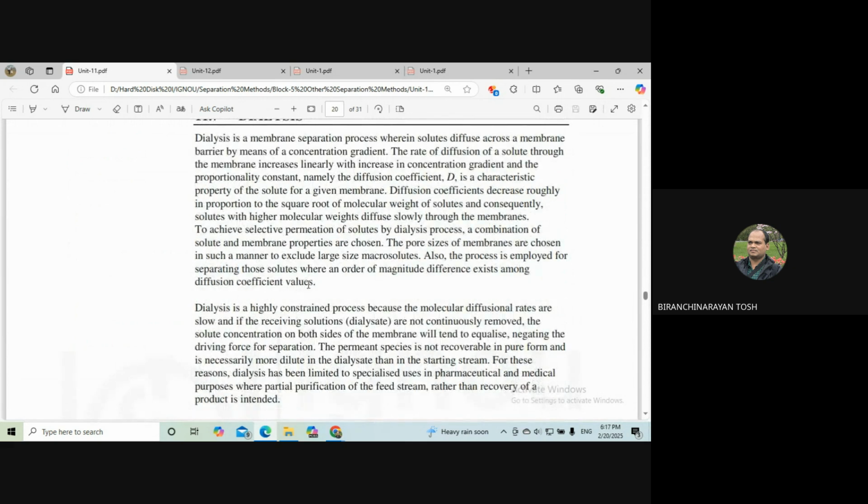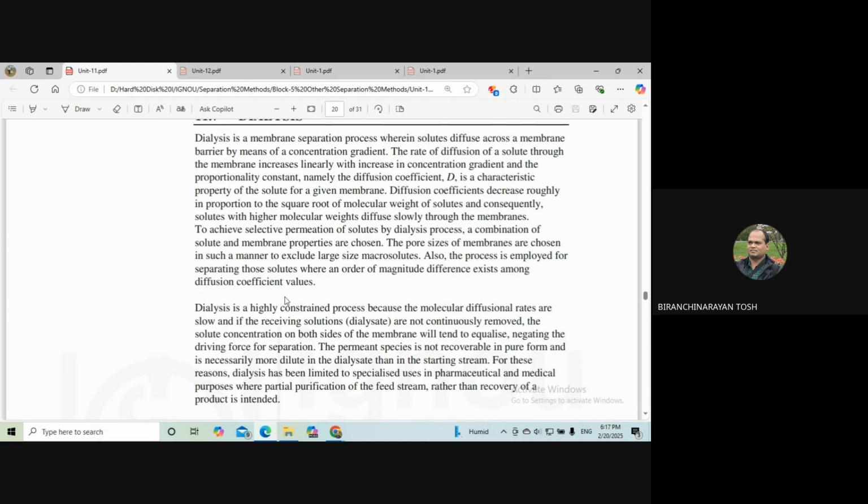Dialysis is a membrane separation process wherein solutes diffuse across a membrane barrier by means of a concentration gradient. The rate of diffusion of a solute through the membrane increases linearly with increase in concentration gradient, and the proportionality constant is the diffusion coefficient. So D is a characteristic property of the solute for a given membrane.